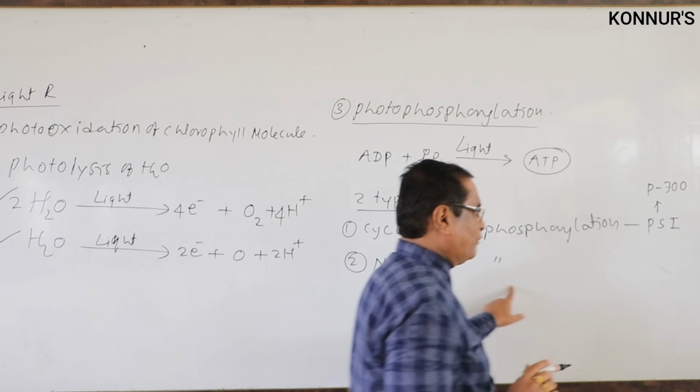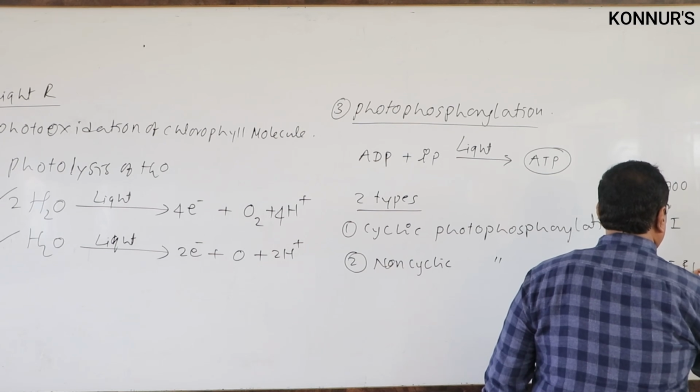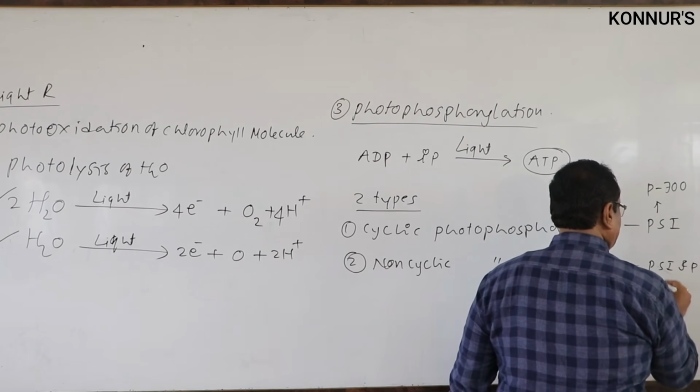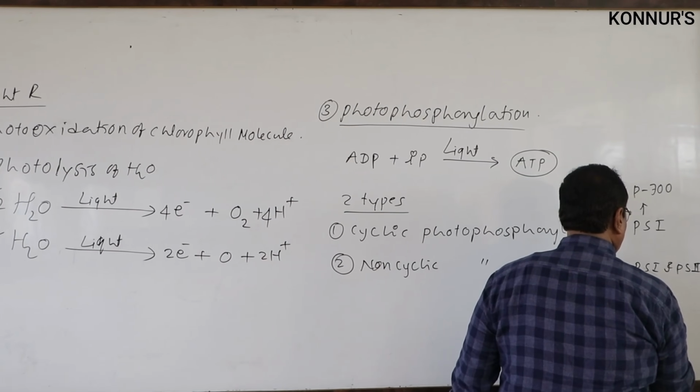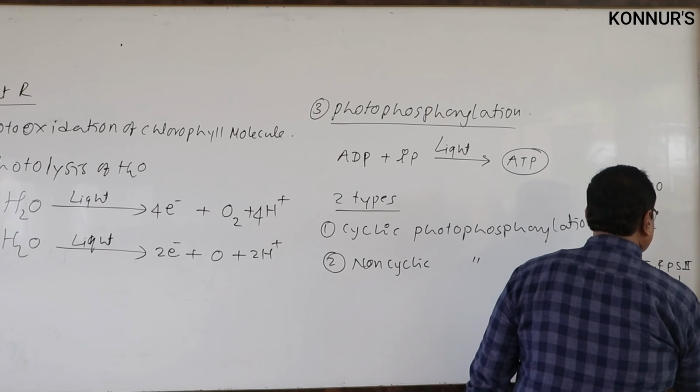For non-cyclic photophosphorylation, both photosystem first and photosystem second are required. Photosystem first means the reaction center is P700. Photosystem second means P680.